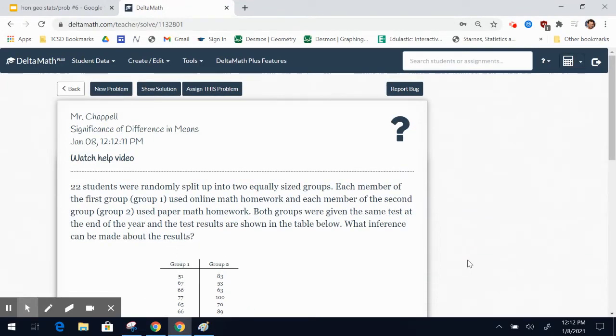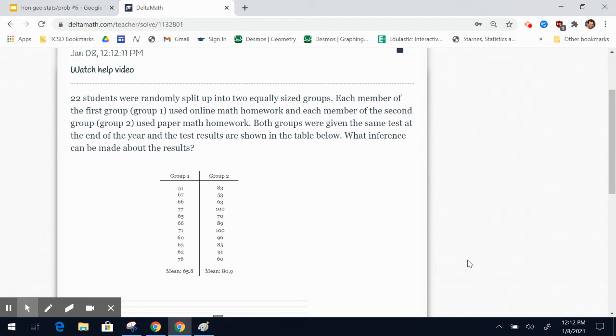All right, so these are the difference in means problems. Again, looking for significance, okay? Keep that 5% in mind, 0.05, right? So 22 students were randomly split into equally sized groups. Each member of the first group, group 1, used online math homework, and each member of the second group, group 2, used paper math homework.